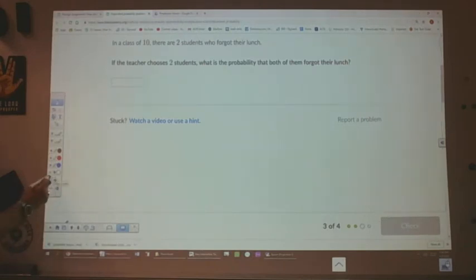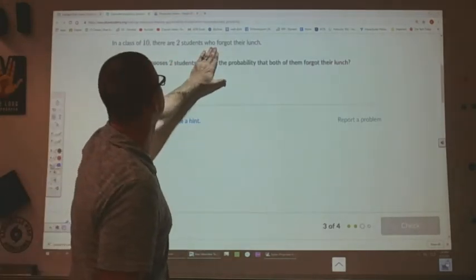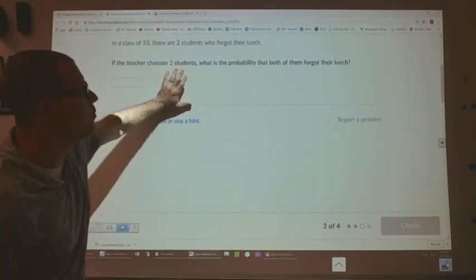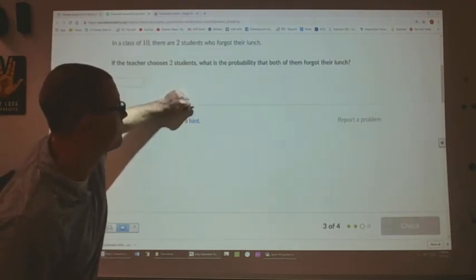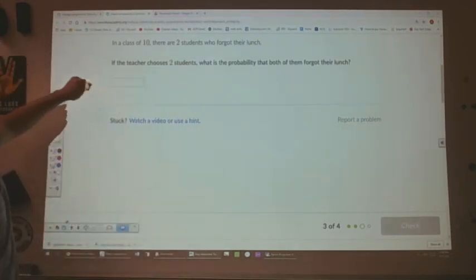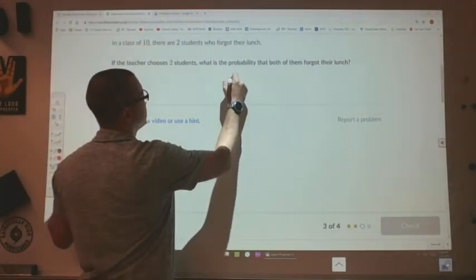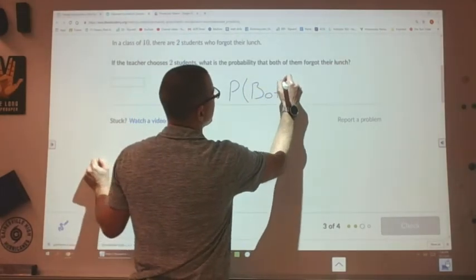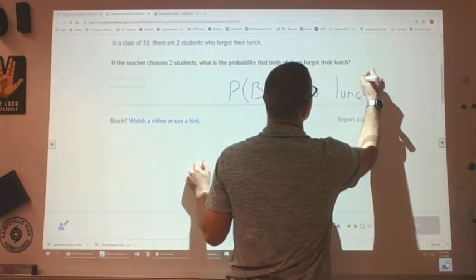We'll keep working these just so you have examples. In a class of 10, there are 2 students who forgot their lunch. If the teacher chooses 2 students, what is the probability that both of them forgot their lunch? Okay. So we want to know the probability of choosing 2 students where both of them have no lunch.